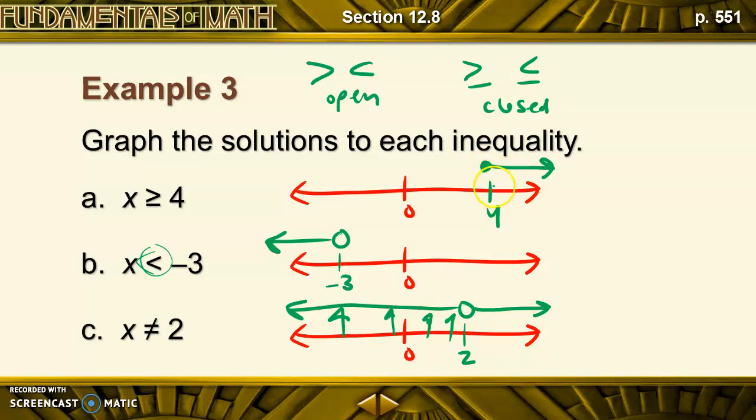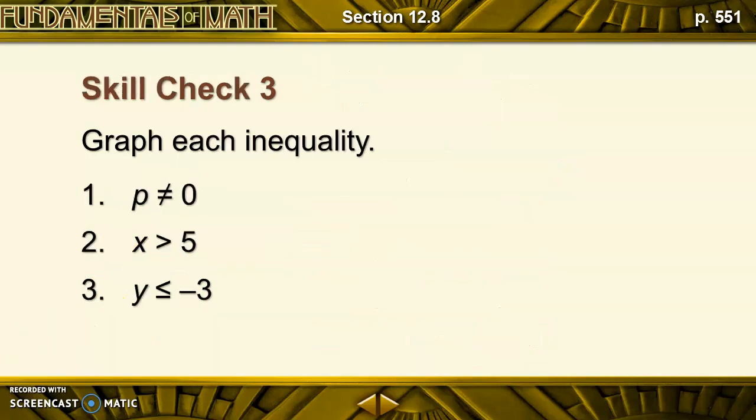Here, 4 is a solution because I can plug 4 in and get a true statement. But I can't plug in negative 3 right here because negative 3 is not less than negative 3. Alright, let's try these last 3 and then we are done with the lesson. So make a number line, put 0 in the middle. P is not equal to 0. So because it's not equal to, we're going to put an open circle, and it's going to go both ways. It's every number that is not 0.